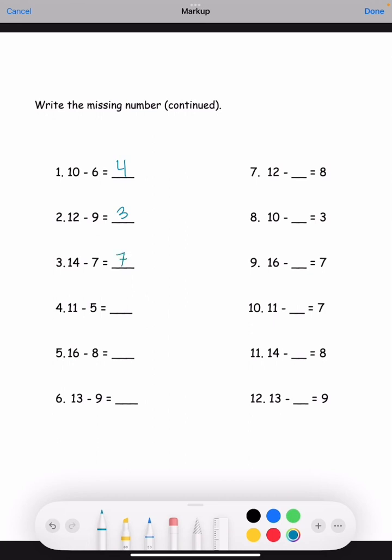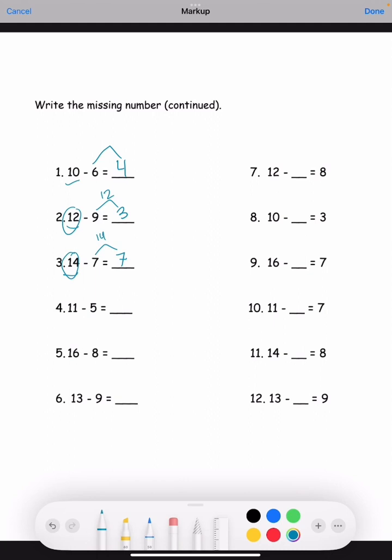You could check these answers to make sure they're right by adding these two numbers together to get the bigger number over here. So 6 plus 4 equals 10. 9 plus 3 equals 12. 7 plus 7 equals 14. So you know the answers are correct.